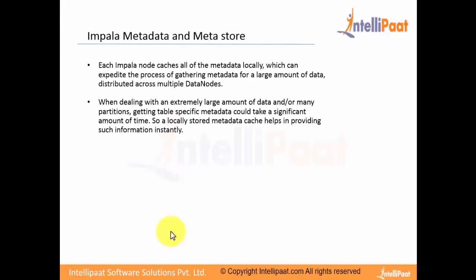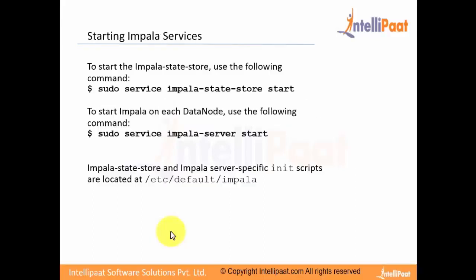So Impala keeps the information of the metadata as well as the block cache, which helps us bypass the lookup into the name node and start the processing as soon as possible.